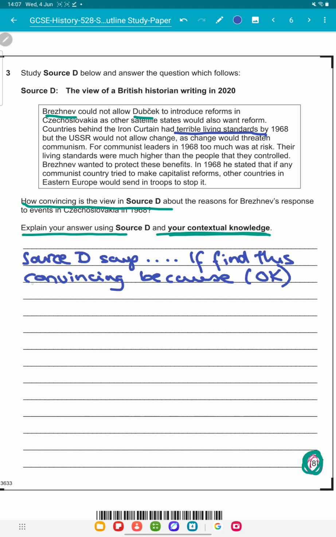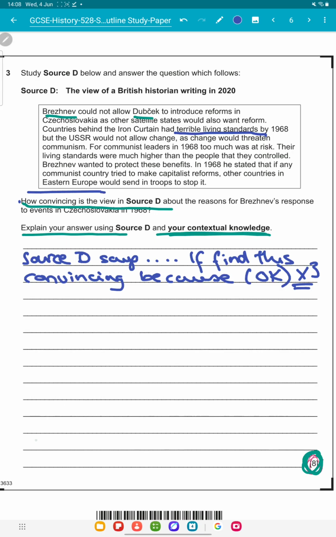But also, don't just say it's convincing because it's convincing. Maybe there's something in it that's not convincing. So make sure you try and do that as well and say, source D says whatever it is, and I'm not convinced by this because, okay? So try and do that 3, maybe 4 times, okay?